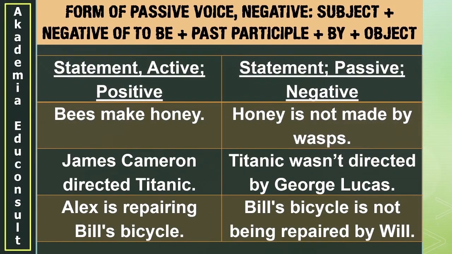Let's look at the form of the passive voice with negative. That is the subject plus the negative of to be verb plus the past participle and by and the object. Let's look at the statements that we have on the left. They are active, positive, and the ones on the right are statements that are passive, negative. For instance, bees make honey. Here you have honey is not made by wasps. Now what we are saying is that we are negating the active sentence, and there is a way to do that. You simply follow this rule. That is the subject plus the negative of to be verb plus the past participle plus by and the object.